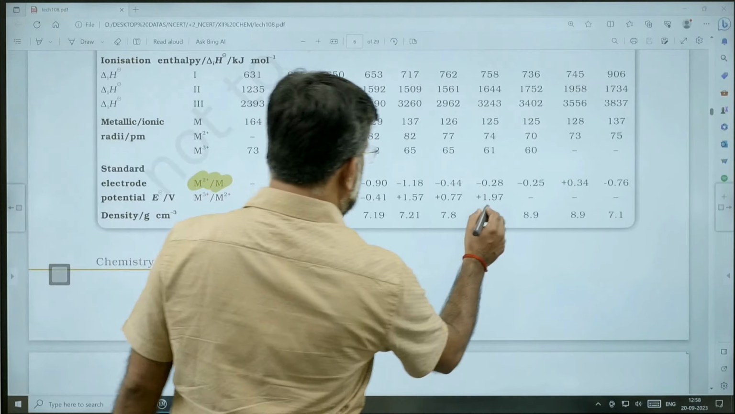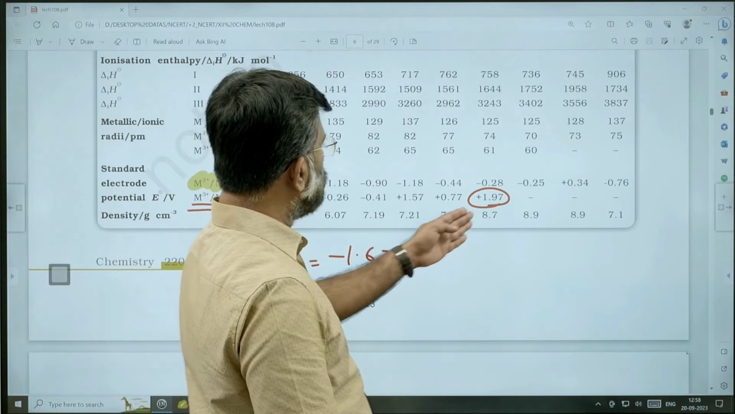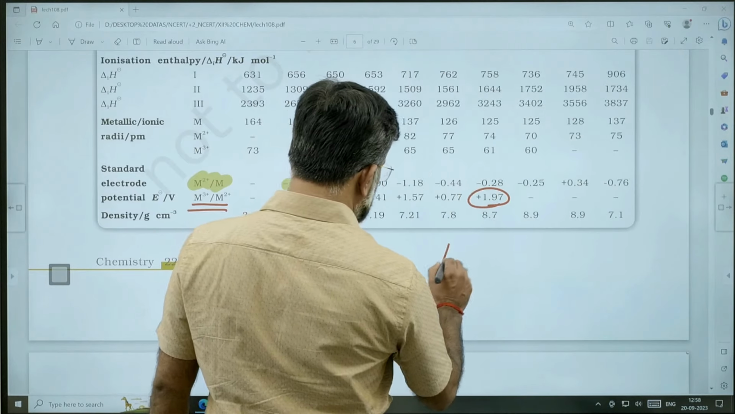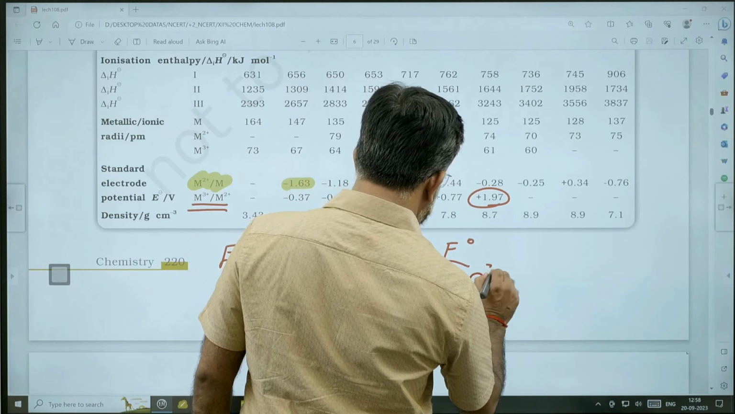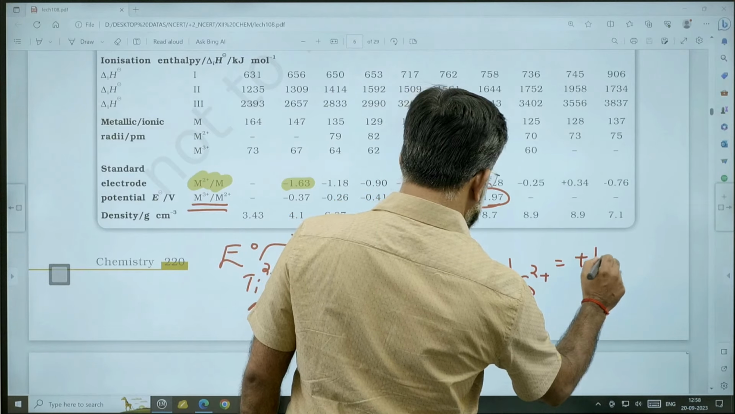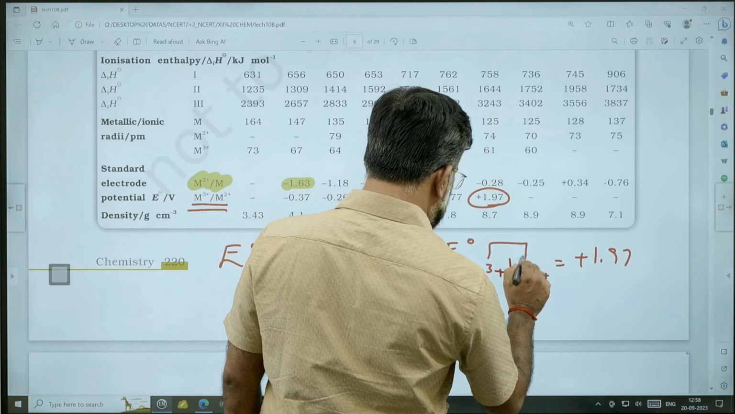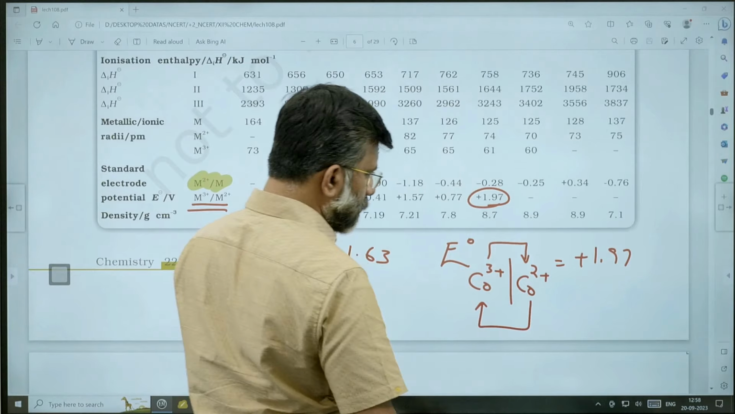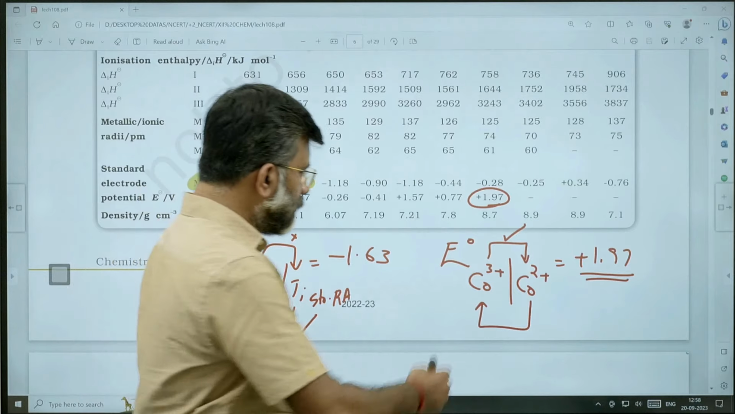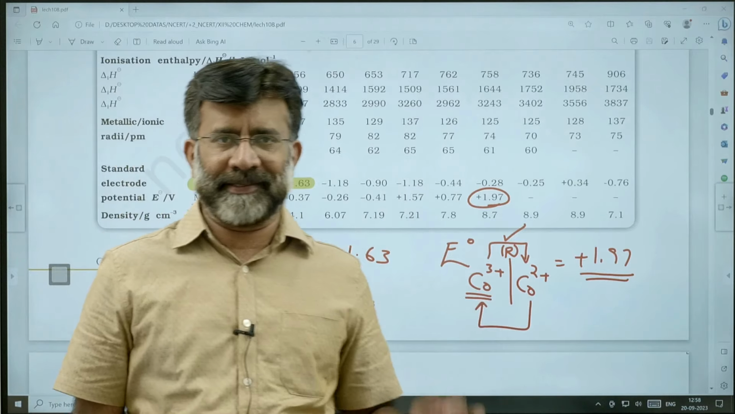For example, here we can see 1.97, M3+/M2+. Which species is it? Iron, cobalt, nickel, copper, zinc. It's cobalt, it seems, right? So the E0 value for Co3+/Co2+ is 1.97. What does that mean? A high positive figure indicates this is happening easily. That means this undergoes reduction easily, and this is a good oxidizing agent.